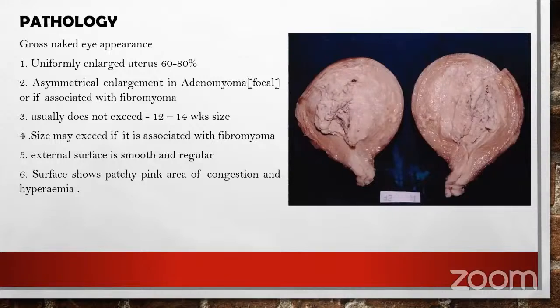Pathology. The gross naked eye appearance: uniformly enlarged uterus in 60 to 80%. Asymmetrical enlargement in adenomyoma, focal, or if associated with fibromyoma. Usually does not exceed the size of 12 to 14 weeks. Size may exceed if it is associated with fibromyoma. External surface is smooth and regular. Surface shows patchy pink areas of congestion and hyperemia.